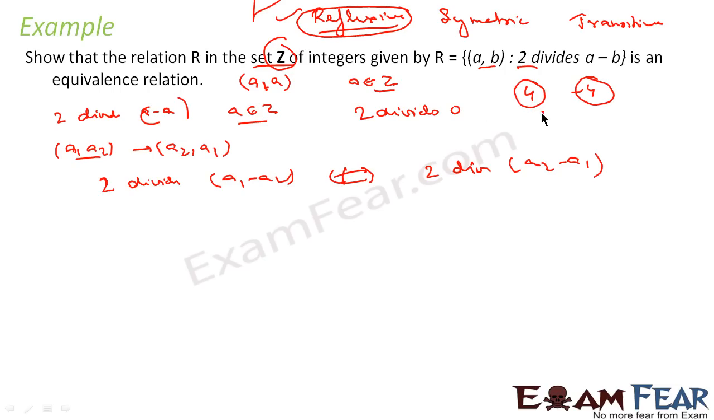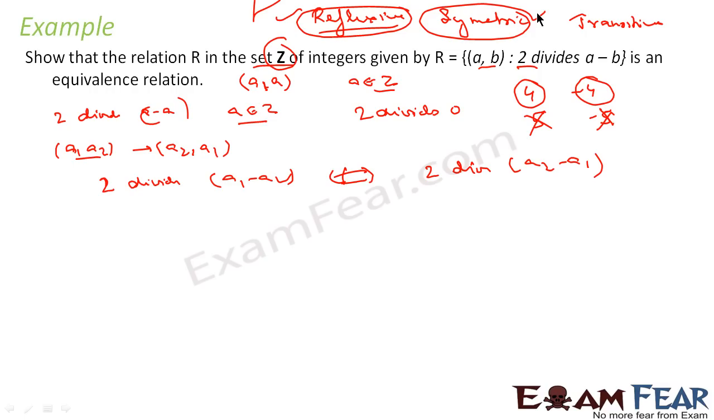If a1 minus a2 is 5, then a2 minus a1 will be minus 5. If 2 doesn't divide one, it also doesn't divide the other. So if this is true for 4, it will also be true for minus 4, because a2 minus a1 and a1 minus a2 differ only by sign, but the number is the same. So if a number is divisible by a1 minus a2, it will be divisible by a2 minus a1 also. So this is symmetric. This part is also short.